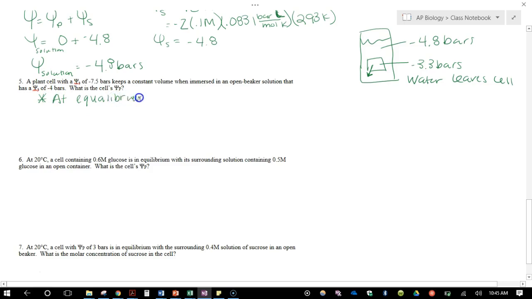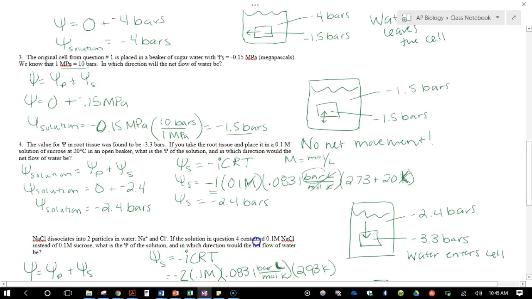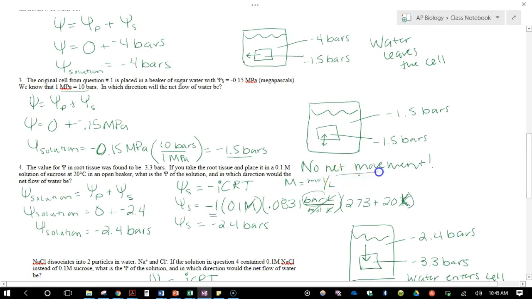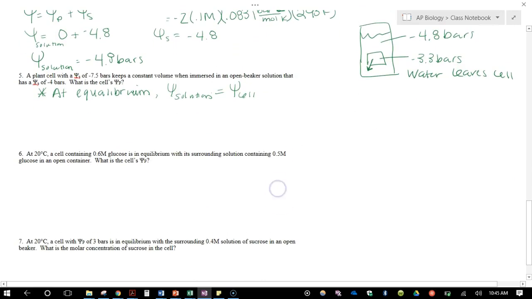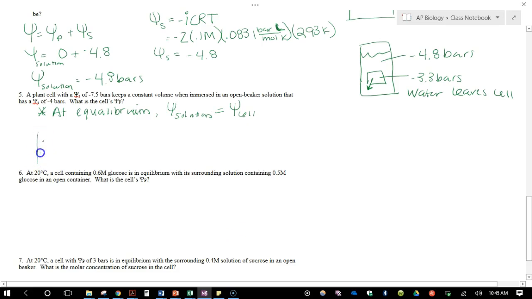equilibrium. The water potential of the solution is going to equal the water potential of the cell. That's what we discovered up here whenever we did this problem. There was no net movement because these two were equal. So that's something that we can try to find here. Let's figure out how we could do that. I'm just going to draw a picture.